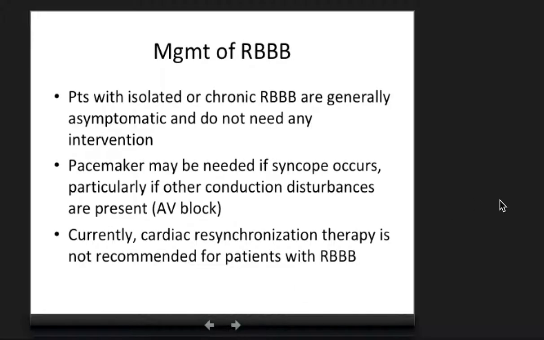Okay, and management of the bundle branch blocks, sorry, this is supposed to say right and left. Typically, patients with isolated or chronic bundle branch block are generally asymptomatic and they don't need any intervention. Pacemakers may be needed if syncope occurs, particularly if other conduction disturbances are present, such as an AV block. Currently, cardiac resynchronization therapy is not recommended for patients with right bundle branch block.